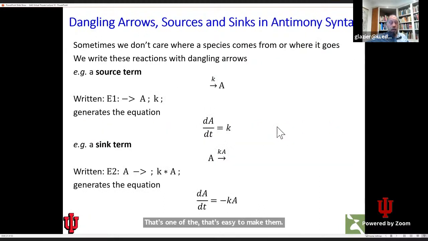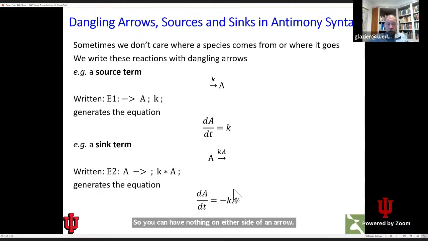The second thing is that sometimes I have sources. Nothing goes to A. And that would be equivalent to just writing dA by dt equals K. Or I could have decay. A goes to nothing at a rate K times A. That would be equivalent to writing dA by dt equals minus K times A. So you can have nothing on either side of an arrow.